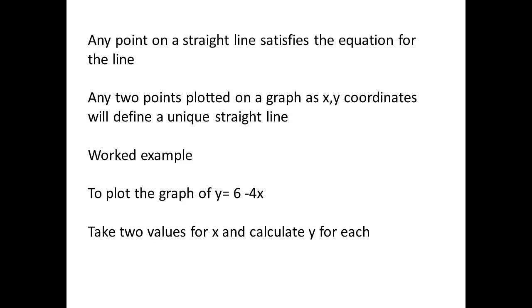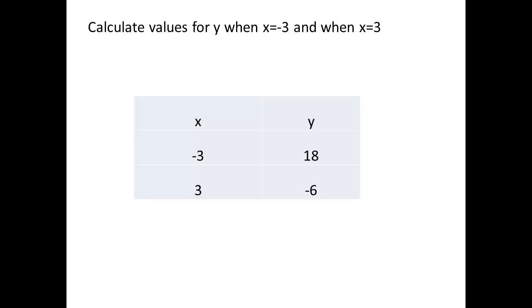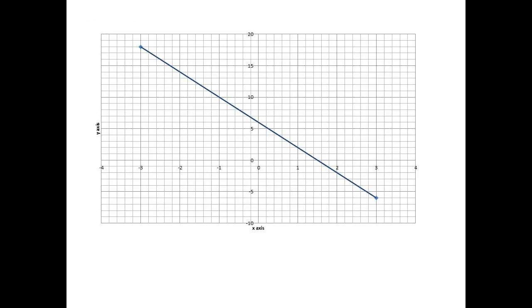Any point on a straight line must satisfy the equation for that line, and any 2 points will define the unique straight line. We can show this very simply. Take the equation y equals 6 minus 4x. We calculate the values of y when x equals minus 3 and when x equals plus 3. They are 18 and minus 6. Now we plot these 2 points to get our straight line.